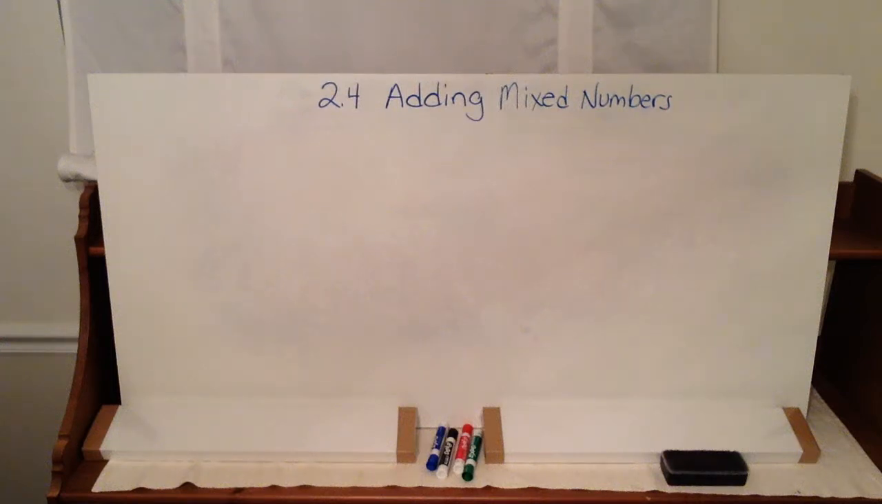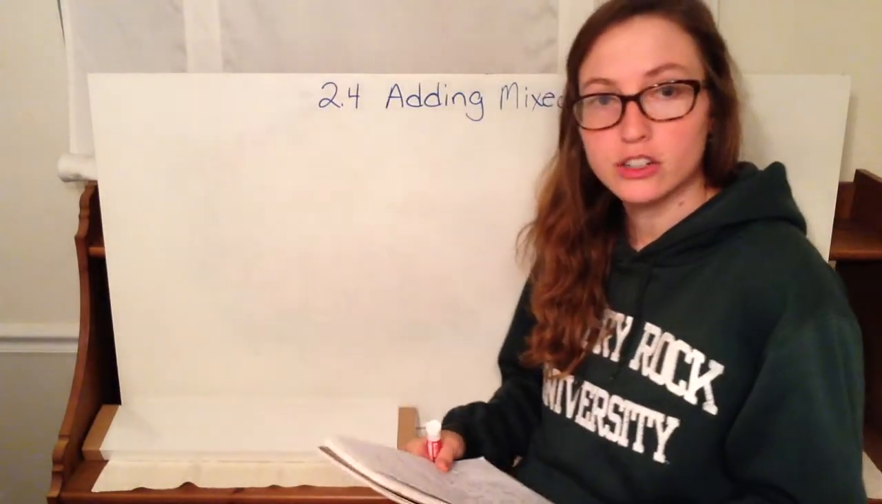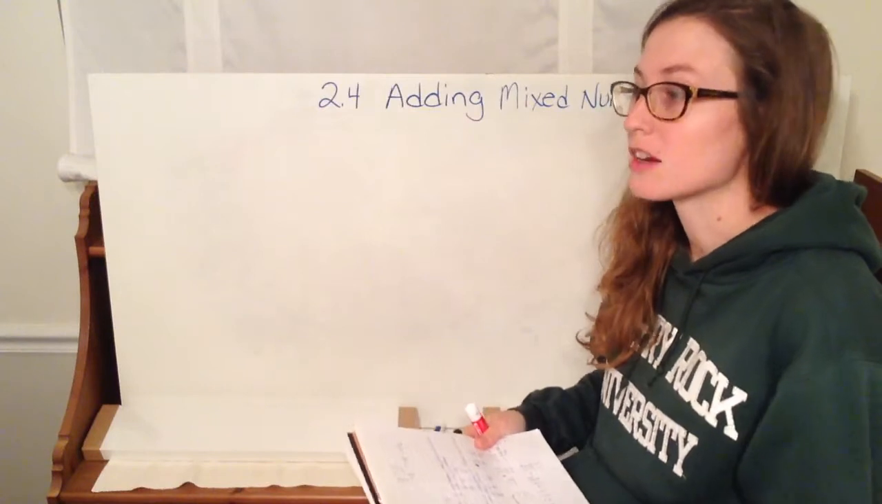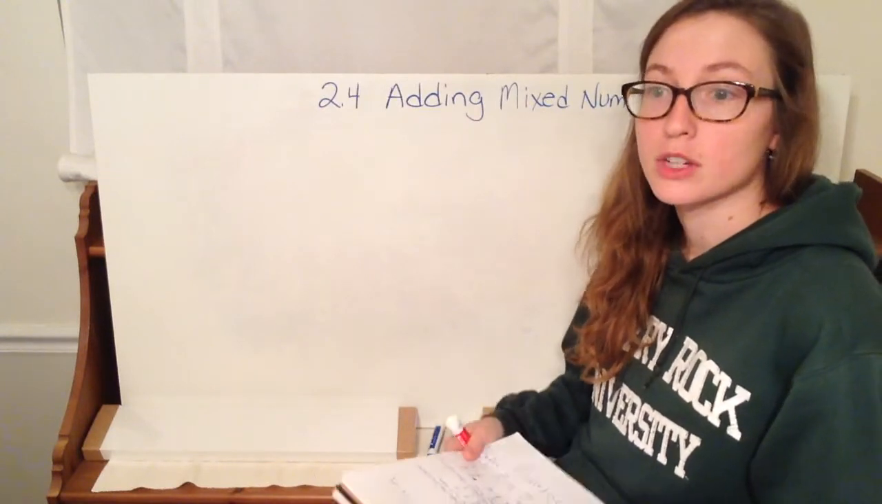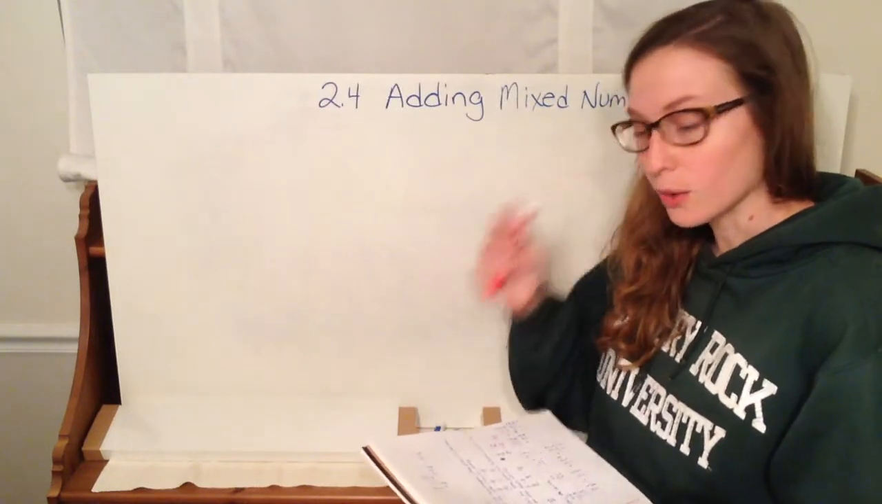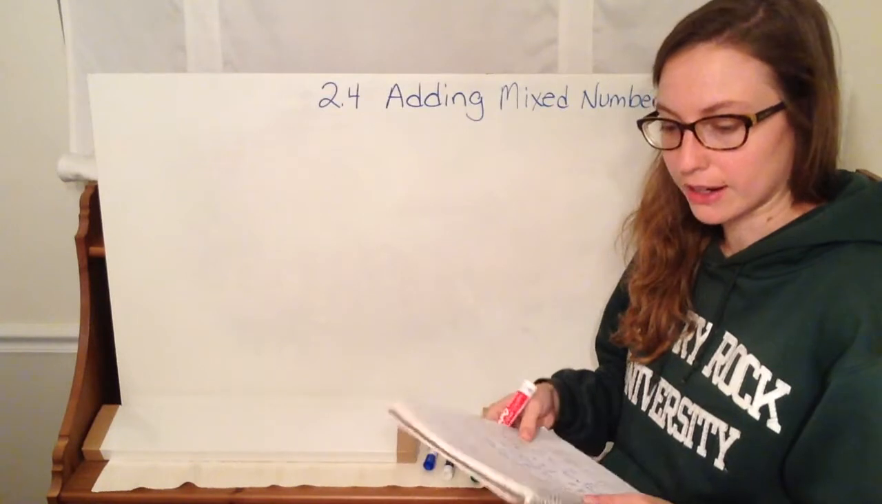Hello students, this video is on section 2.4, adding mixed numbers. We looked earlier at how to add fractions, both fractions with a common denominator and fractions without a common denominator, which is really just switching into a common denominator in order to add them. That's the only way we're able to add or subtract fractions. We're only on adding right now.